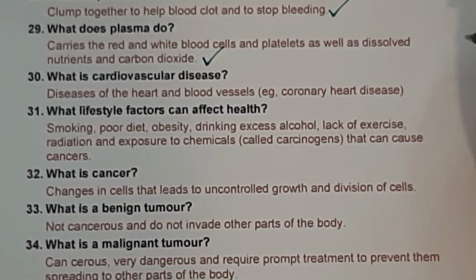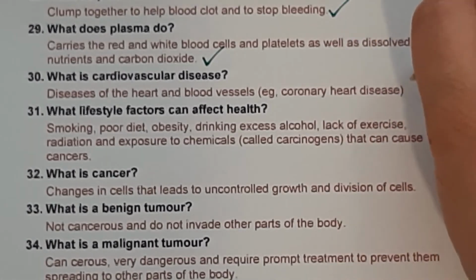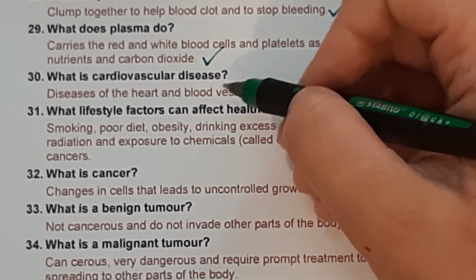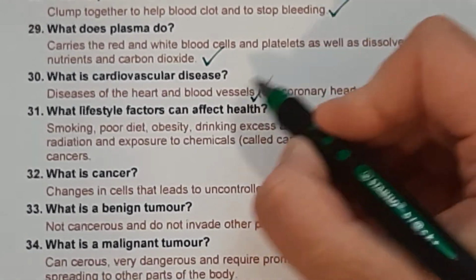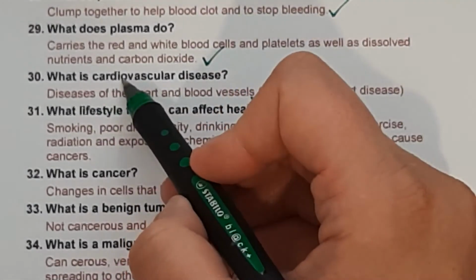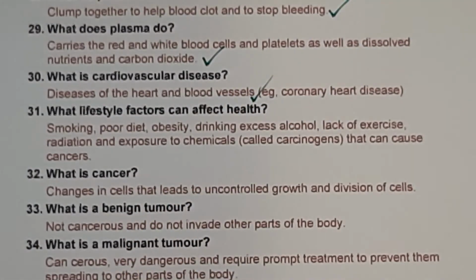Question 30. What is cardiovascular disease? Well, it's a disease, or any of the diseases of the heart and blood vessels, such as coronary heart disease. Okay, so if you've written coronary heart disease, that is not a correct answer. It is an example of a cardiovascular disease, but you haven't answered the question. So you need to say that it's a disease of the heart and blood vessels. Cardio meaning heart, vascular meaning vessels.